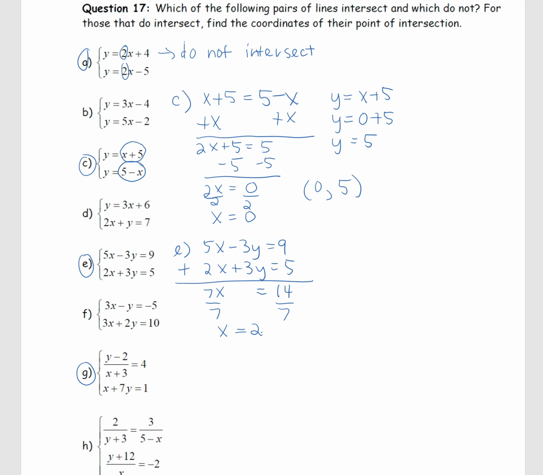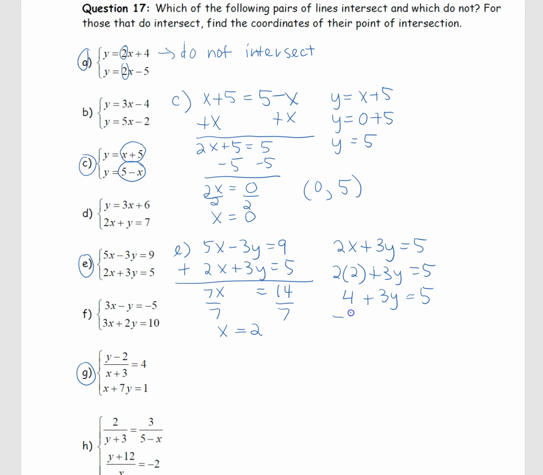So now what I want to do is plug in this value for x into either one of these two equations. I'm going to pick the bottom one. So my bottom equation is 2x plus 3y equals 5. And so it gives me 2 times 2 plus 3y equals 5. I'm just solving for y here. I have 4 plus 3y equals 5.